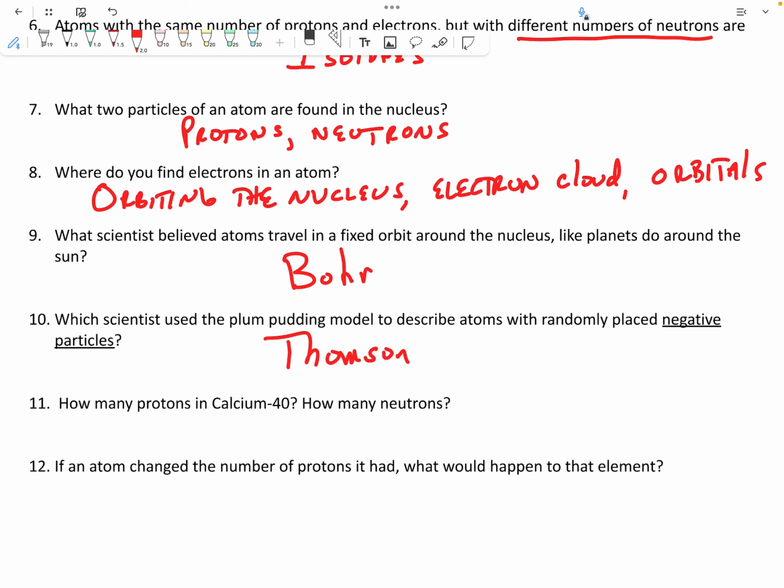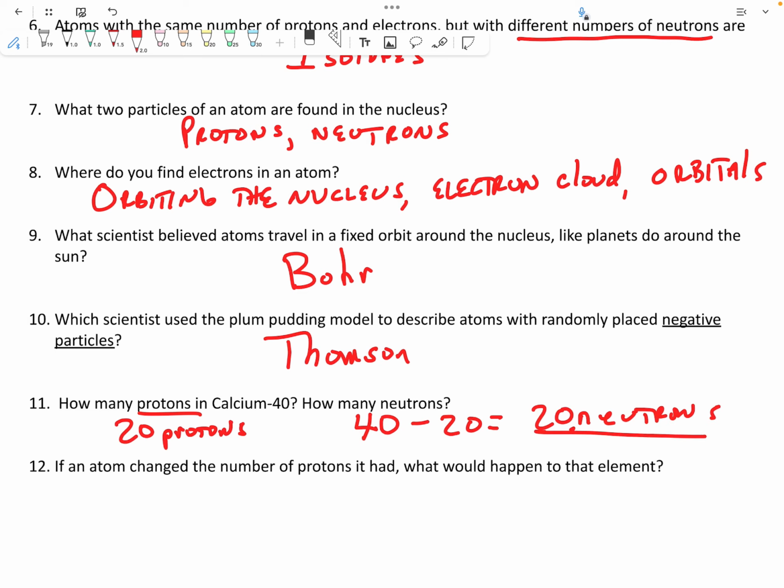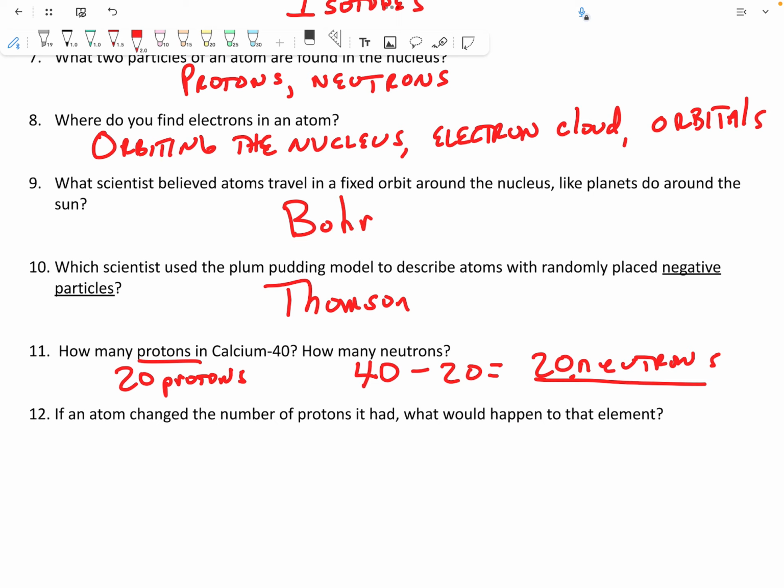How many neutrons? Well, calcium-40, calcium, first of all, is number 20 on the periodic table. That means there are 20 protons, okay? So to find the number of neutrons, we have to subtract the number of protons from the mass number, and that would be 40 minus 20, which is 20 neutrons. Okay, 20 neutrons.